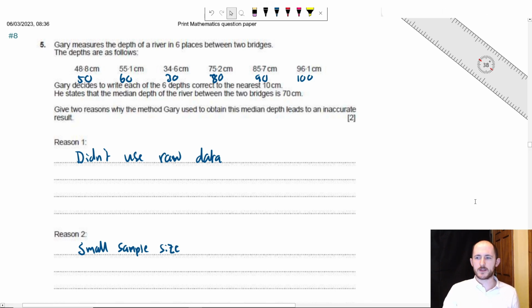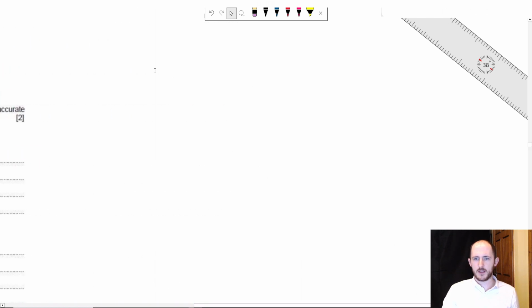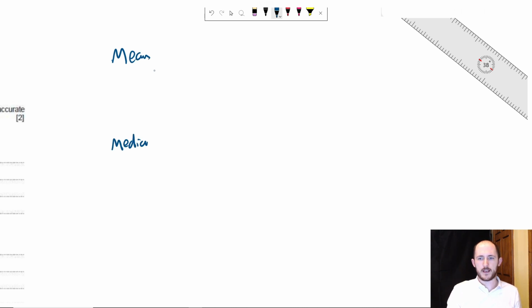Because we're running kind of low on time, I want to take a bit of a detour and talk about the mean, median, and mode. They can ask for your opinion, which is a scary thing to give. They can say, which average, mean, median, or mode, would be best for this data? Or they may say, why is the median, mean, or mode not suitable? So you need to know why, or when, to use each of these three things.